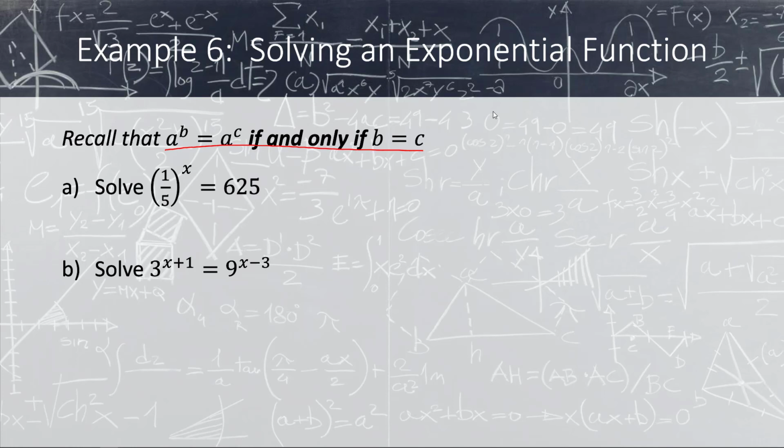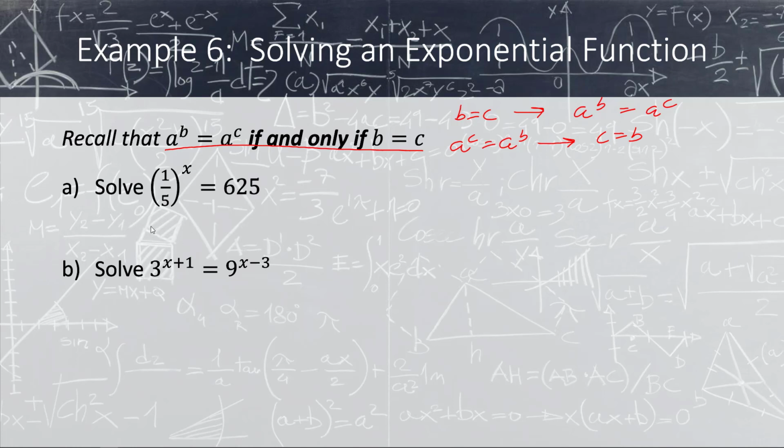And this if and only if statement tells us that if b is equal to c, then a raised to the b power is equal to a raised to the c power. And if a raised to the c power is equal to a raised to the b power, well, then that implies that c is equal to b. And that's what we're going to use.